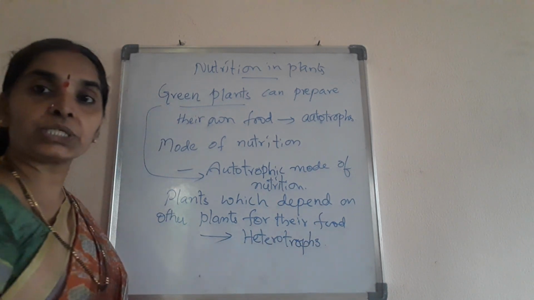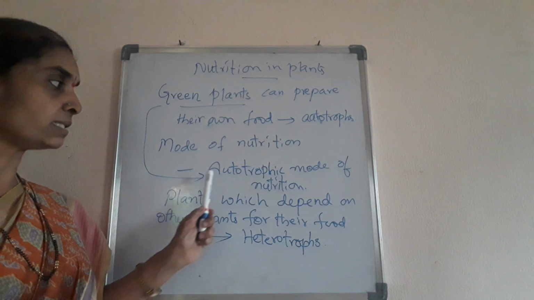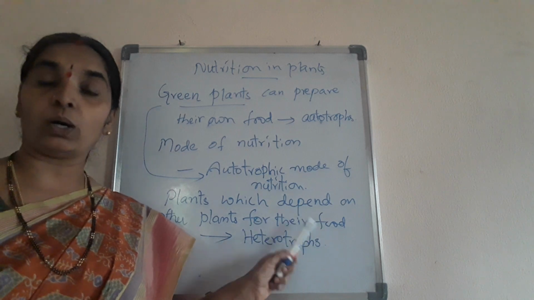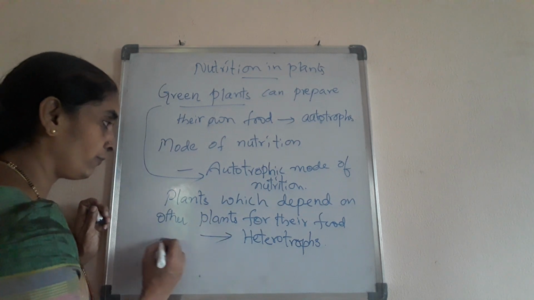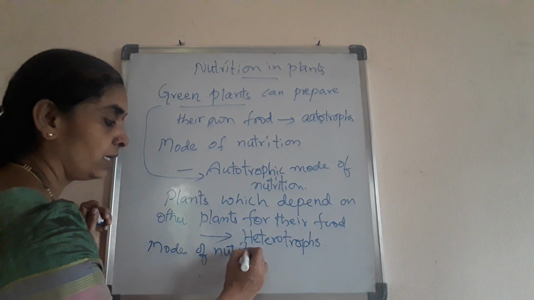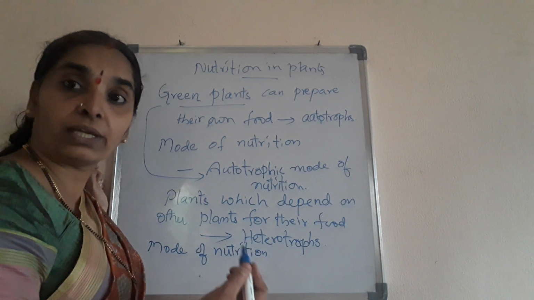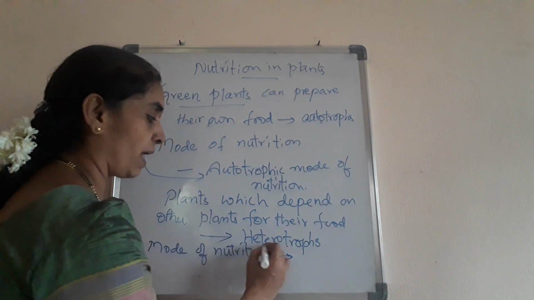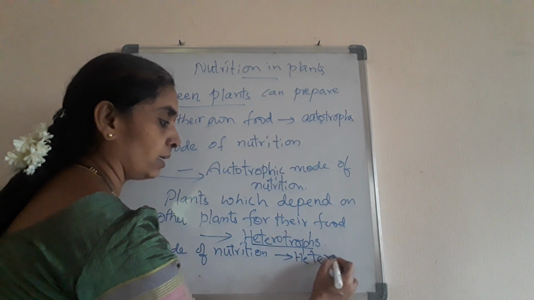Did you understand up to here, children? So first is green plants prepare their own food. Hence the mode of nutrition is called autotrophic mode of nutrition. Plants which depend on other plants for their food or other organisms like insects or animals, they are heterotrophs and their mode of nutrition is heterotrophic mode of nutrition. So mode of nutrition means intake of food. How do they take their food? That is the process of intake of their food, a heterotrophic mode of nutrition.